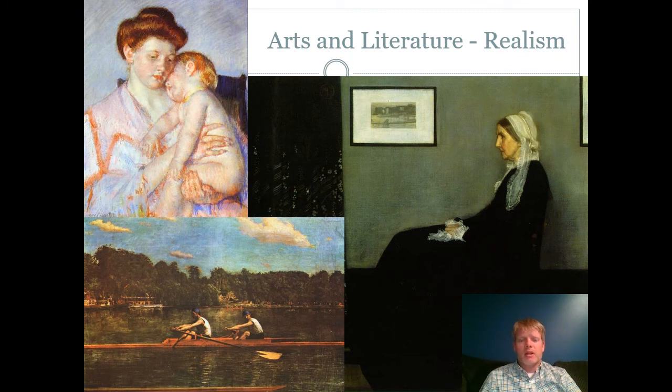Here are some paintings of the era. Whistler's Mother is a very famous one. This is Thomas Eakins's, I forget what it's called, Rowers on the Charles River, I think. Mary Cassatt does some mother and child images.